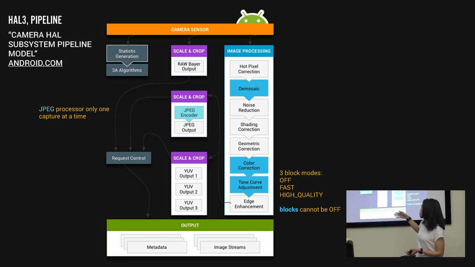And then after you take it, that data has to be scaled and cropped. Because usually with a digital camera, you can actually request what size it saves pictures in. So there are units in the camera process to take care of that. So what HAL 3 actually did is expose the pipeline to the framework and also to the hardware side. And this is cool in two ways.